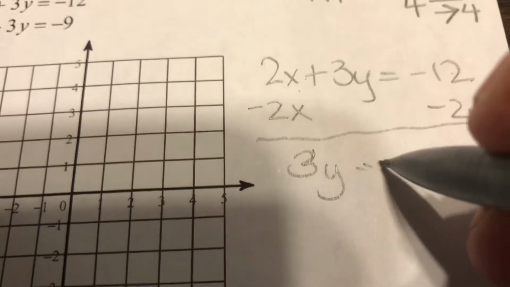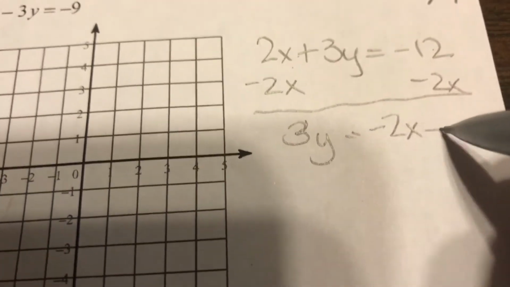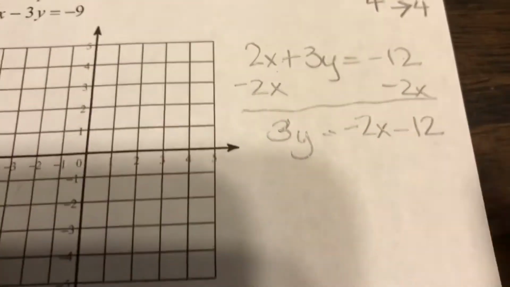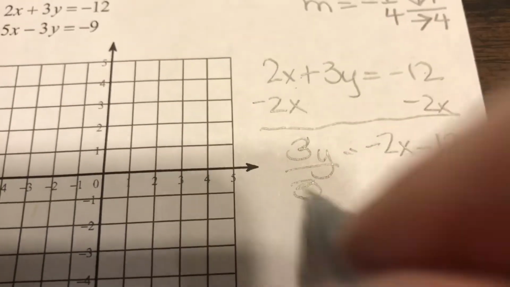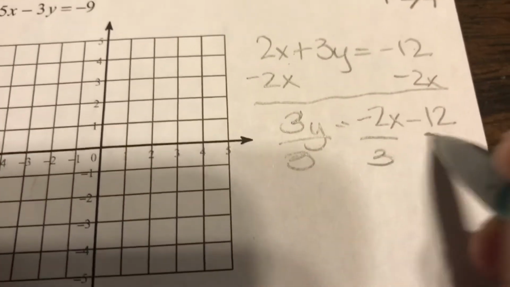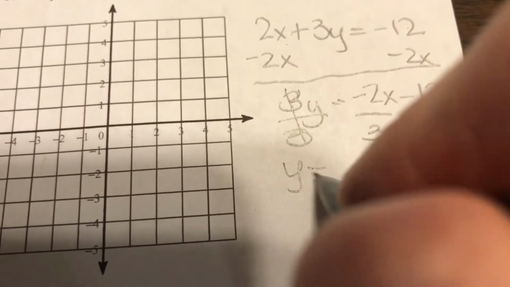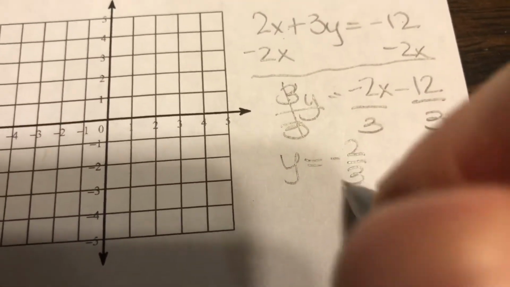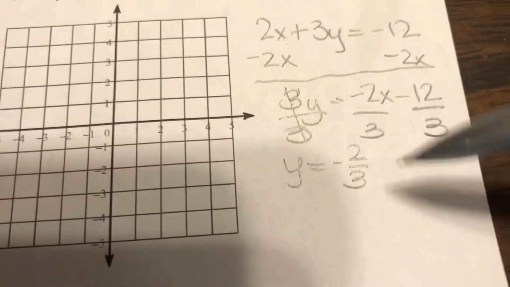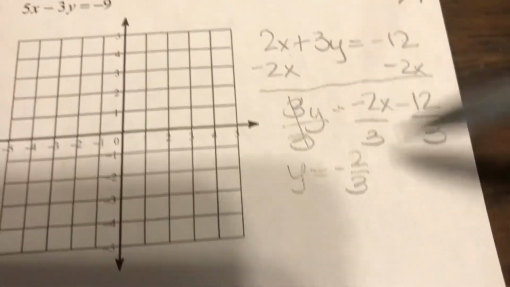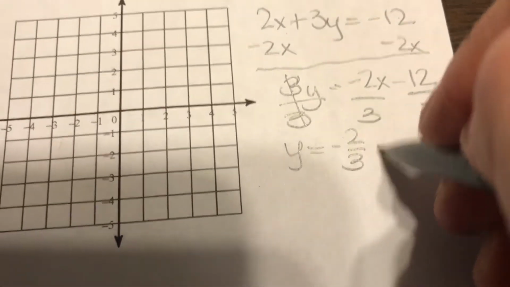is equal to -2x minus 12. Then I'm going to divide by that 3 to get my y by itself. And remember, you divide everything by that 3. And I'm going to have y is equal to -2/3, because I can't divide 2 by 3 evenly, so I'm going to just pull that fraction out to see my slope.